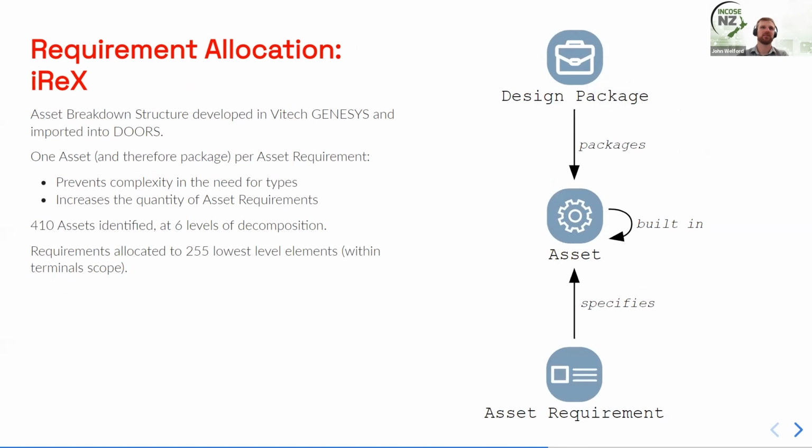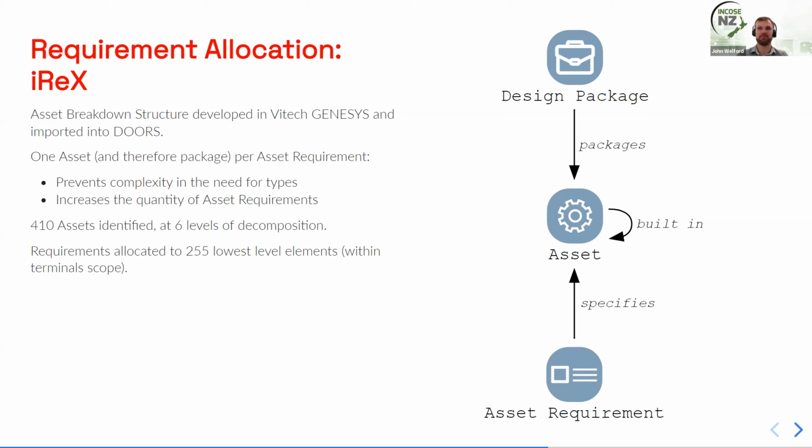So we've done a different approach on iReX. We obviously have two terminals that are similar, but we don't have as many duplications of instances as we do on, for example, CityRail-Link. So the approach we've taken on iReX is to have our package linked to our assets, linked to our asset requirements. But we've made the decision that an asset requirement only goes with a single asset.